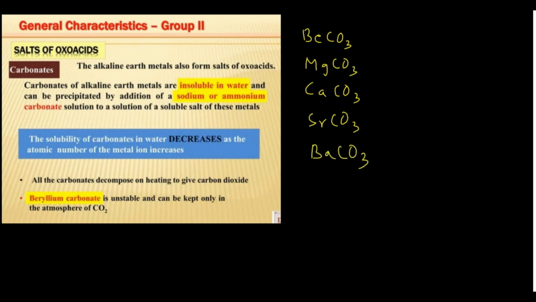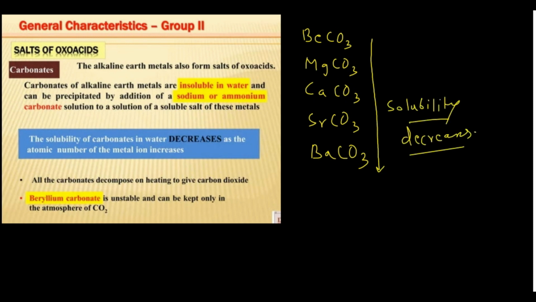So these are the carbonates, and as you go down the group the solubility decreases, right? So if you go down the group, then the solubility decreases. So why does the solubility decrease? As the atomic number increases, as I have already explained earlier in this lecture, the hydration energy decreases, so the solubility also decreases. You should remember this particular point. Why does the solubility decrease as we go down the group? Because of the decrease in the hydration enthalpy.